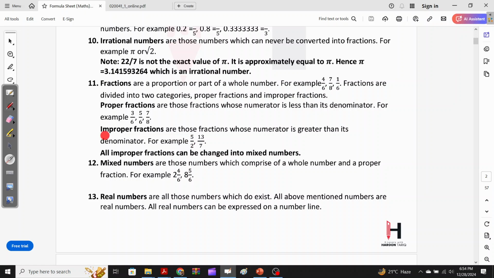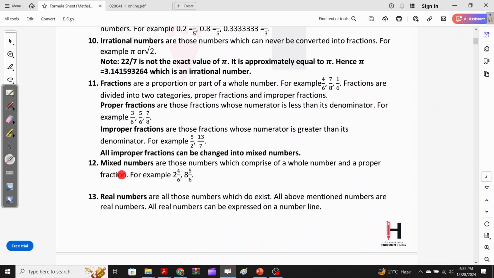So this makes it an improper fraction. Okay, and you can basically transform this improper fraction further into a mixed number, by dividing 5 by 2, which will give you a mixed number. So this is a very important difference between proper fractions and improper fractions, which are further transformed into mixed numbers. Let's go to what mixed numbers are.